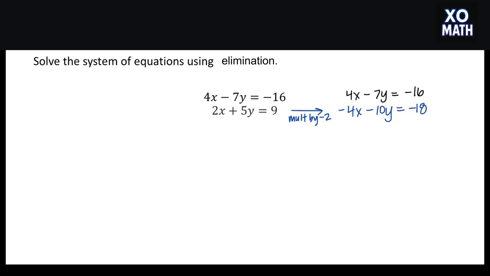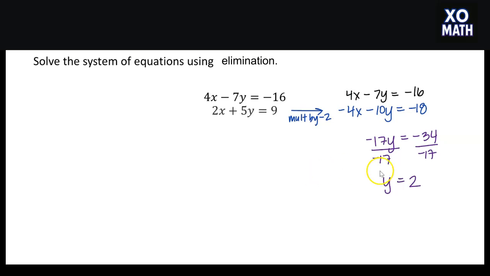And now we'll add the two equations together to arrive at negative 17y is equal to negative 34. The x variables are eliminated when adding. And now to solve for y, we'll divide by negative 17. And we're left with y is equal to positive 2.